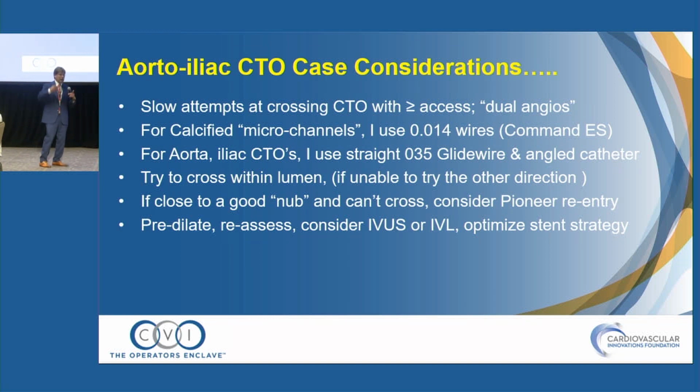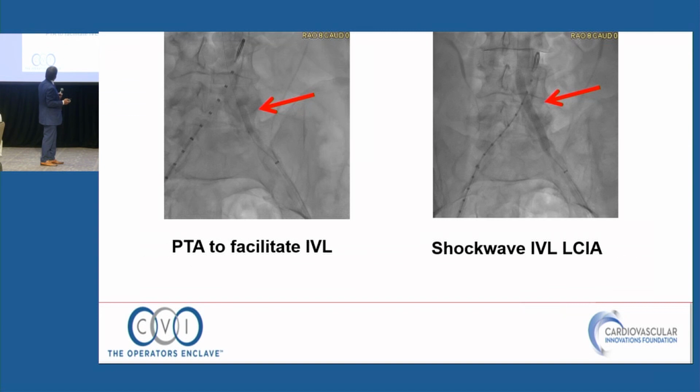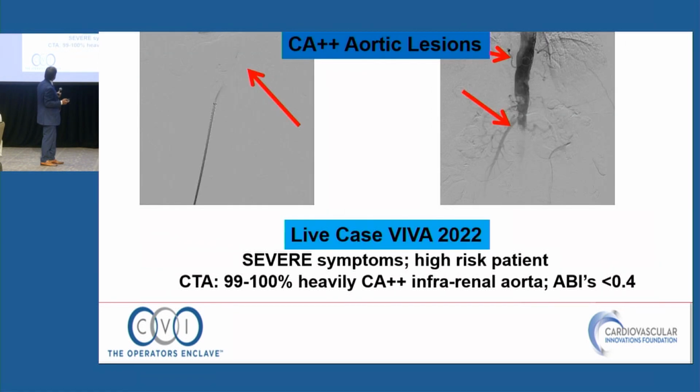If I can't do it from above, we'll go from below, okay? And vice versa. And then if there's a little nub and you can't get in across, that's when the pioneer, use your ultrasound, hit the nub, stay in the lumen, keep going. All right. I'm going to skip this. This is microchannel, IVL. I'm going to skip this on purpose so we can get interactive.